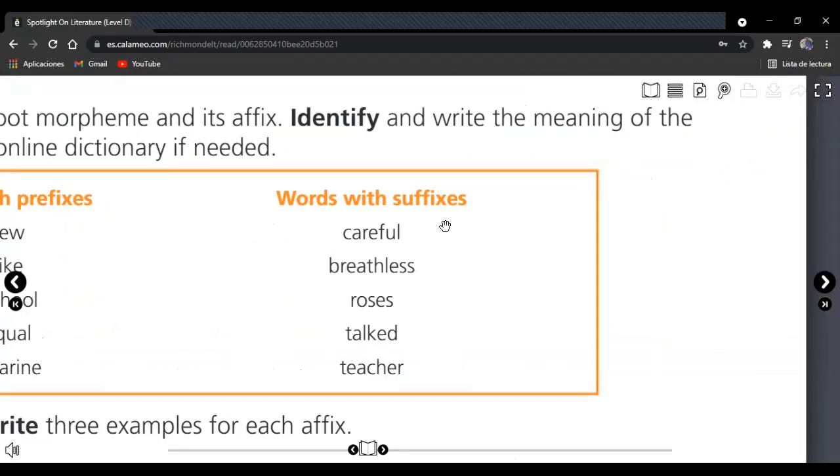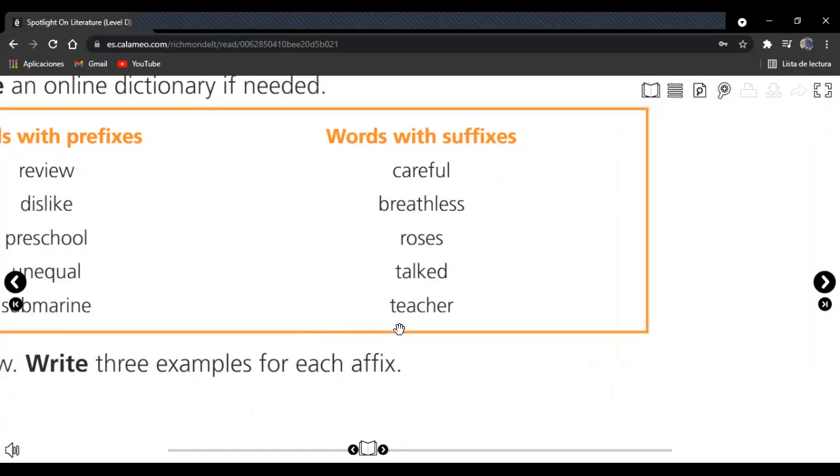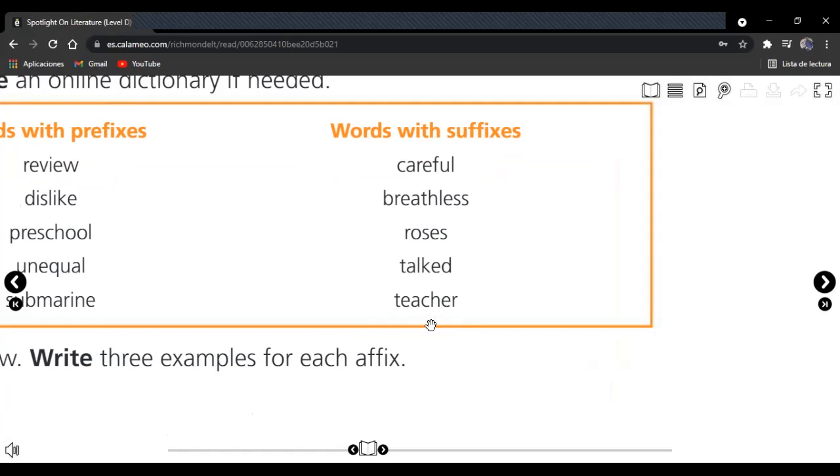But this one is simple. The suffixes in careful. Full, yes, thank you, Joshua. Breathless, suffix less. Roses. The letter S. Yeah, pluralization, right? Rose, roses. Our talked. Ed. Yeah, exactly, thank you. It is the conjugation of past tense regular verbs. And teacher. Yeah, the person who performs the action, ER or OR, teacher.